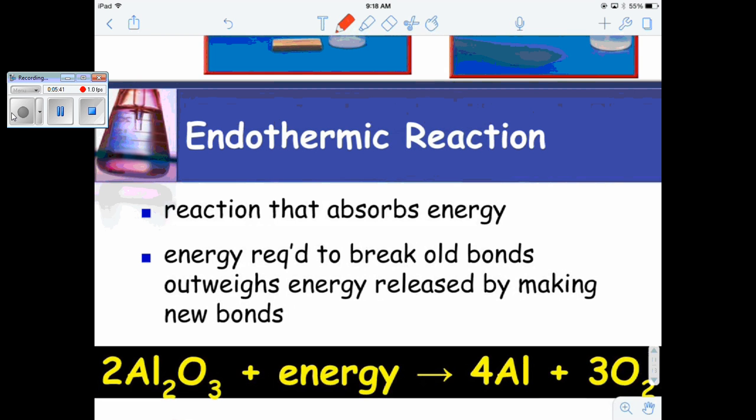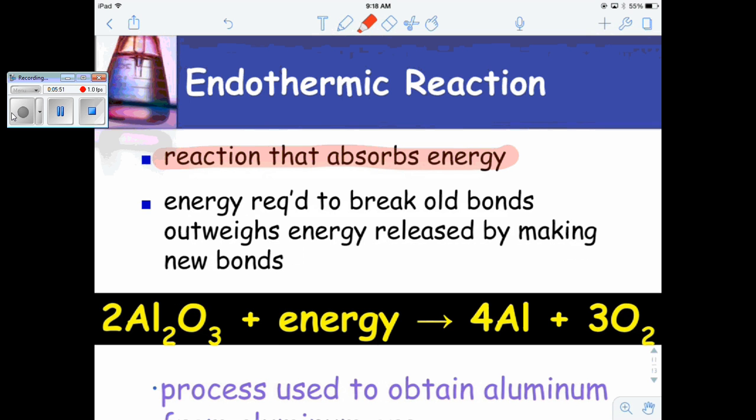Reaction that absorbs energy. Once again, it's a reaction that absorbs energy. So an endothermic, it's taken in. Endothermic is taken in. Energy required to break old bonds outweighs energy released by making new bonds.